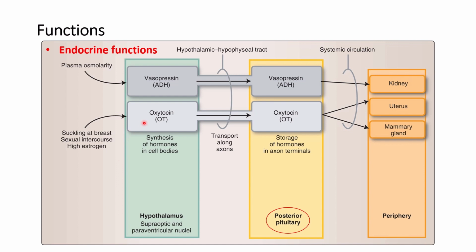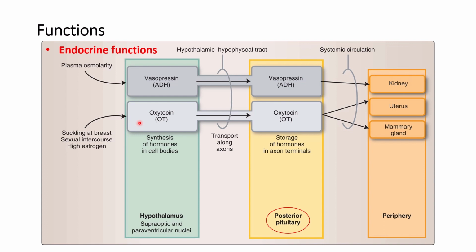Oxytocin has different functions, so it is made in the hypothalamus, and the two nuclei that are responsible are the supraoptic and paraventricular. Both of them are responsible for that. For oxytocin, the paraventricular is more important. For vasopressin, the supraoptic is more important. So in women, there are different situations where oxytocin can help.